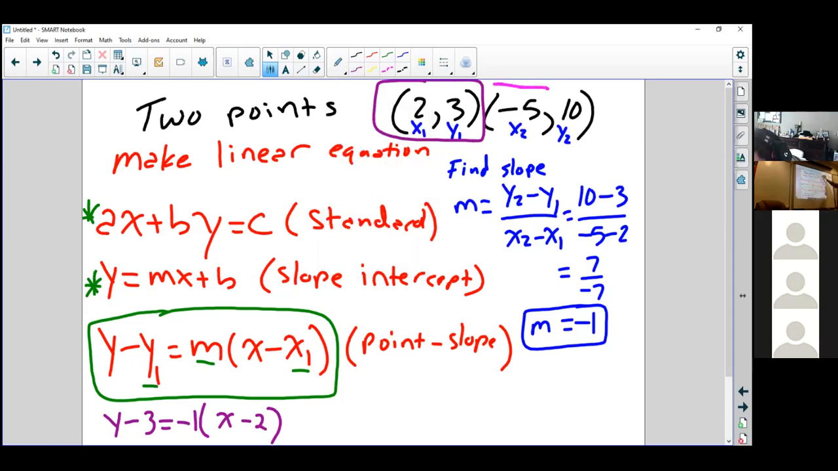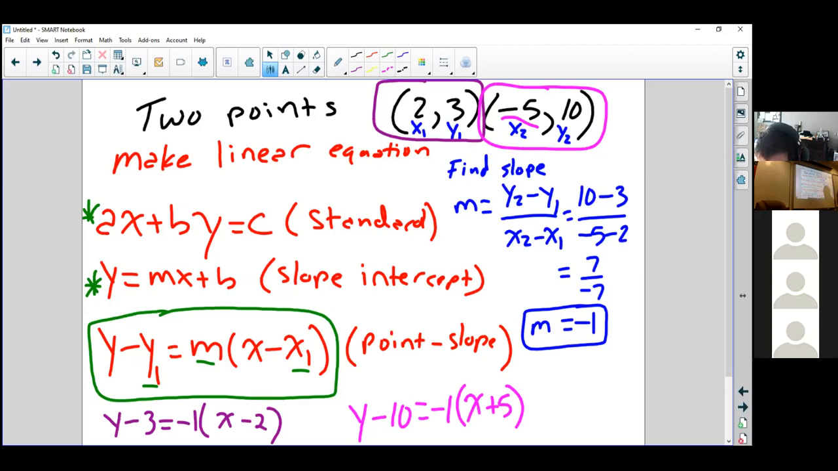So let's say I use this as my x1, y1. I'm going to plug this in. So I'm going to get y minus 10. My slope is still the same. And then I get x. If I plug a negative 5 in, it's going to change the sign. So I get x plus 5.